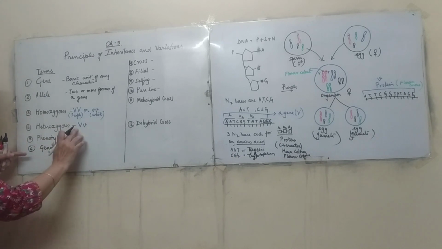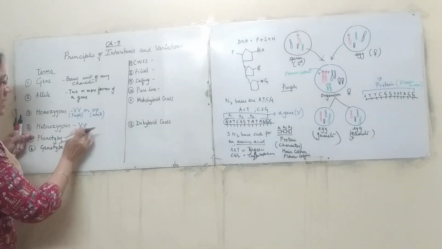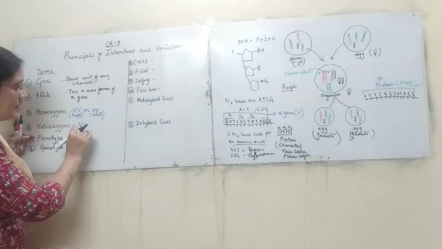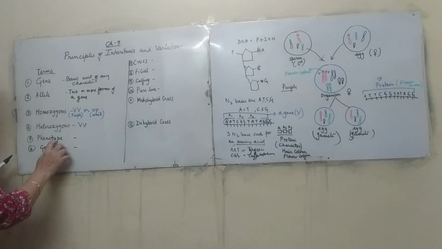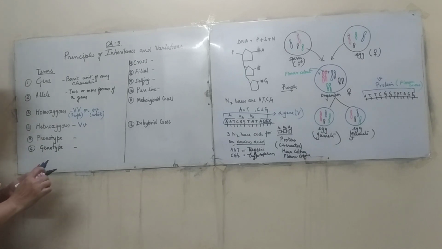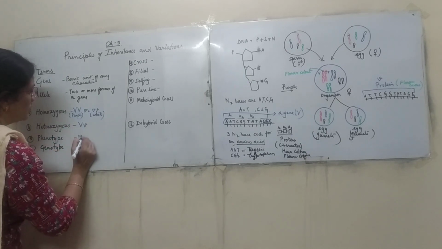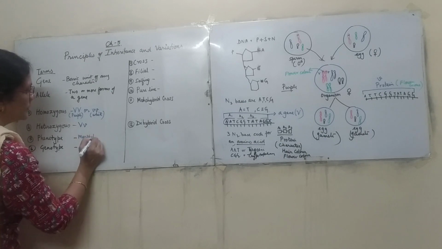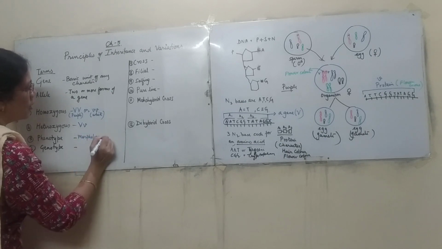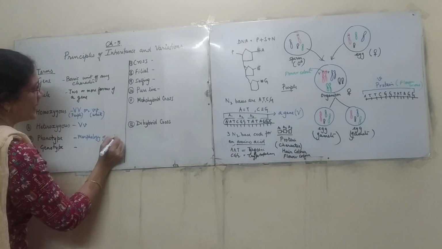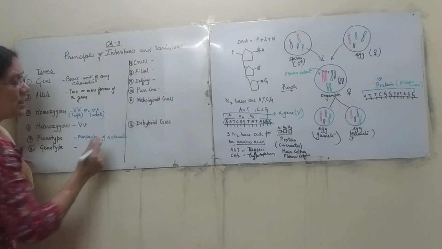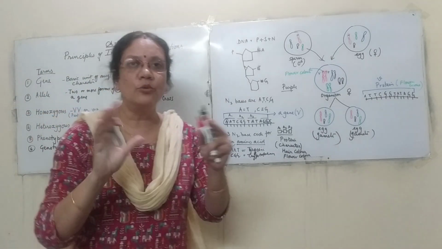Heterozygous, now you have understood, it is either a combination of a dominant and a recessive gene. Coming to phenotype. What is phenotype? It is the morphology of a character. That means whatever we are seeing from outside.